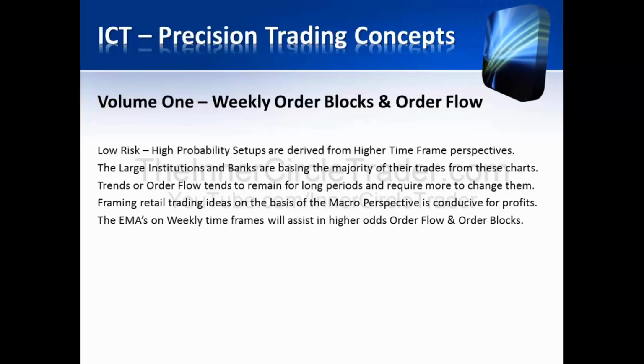Now, the EMAs, or the exponential moving averages, applied to the weekly time frames will assist in higher odds order flow and order blocks. Now, what do I mean by that? When we apply the 9 and 18 EMA on the weekly chart, we already mentioned briefly that there is a huge tendency for trends or order flow to remain intact on a weekly chart. In other words, whatever established the market moving higher, generally it's going to take something of greater magnitude on the opposite end to make it go lower.